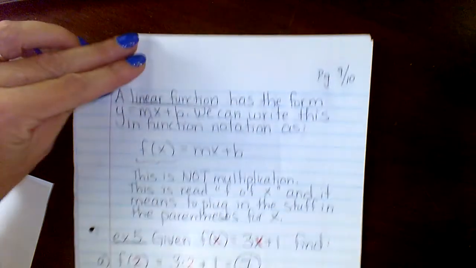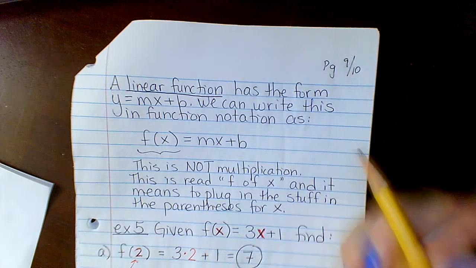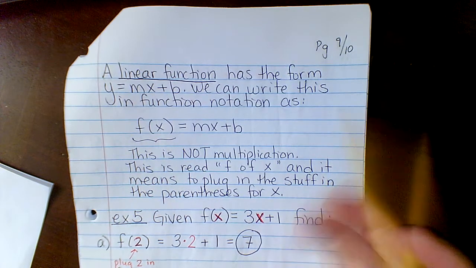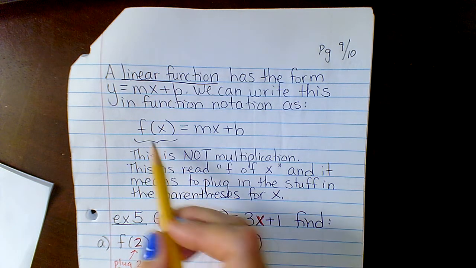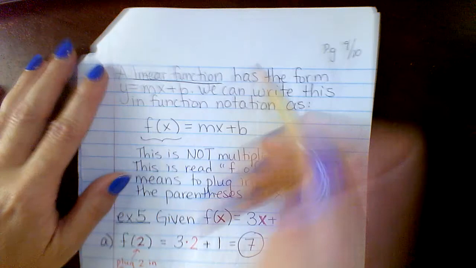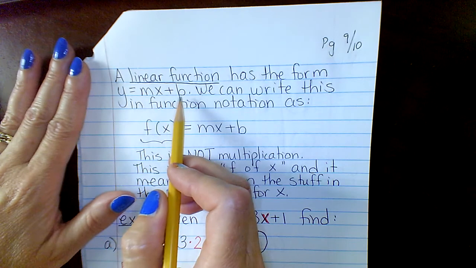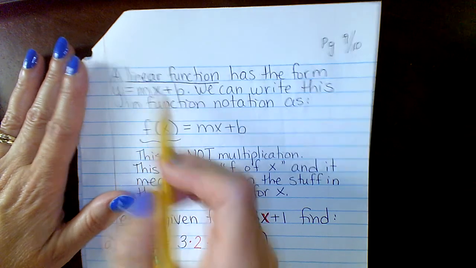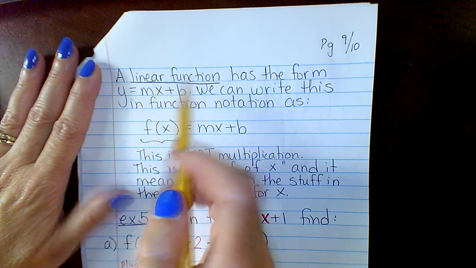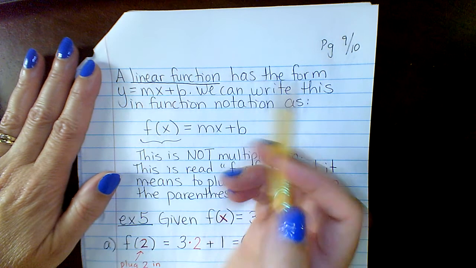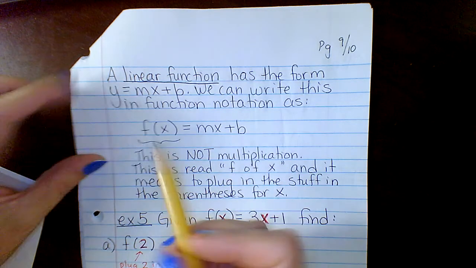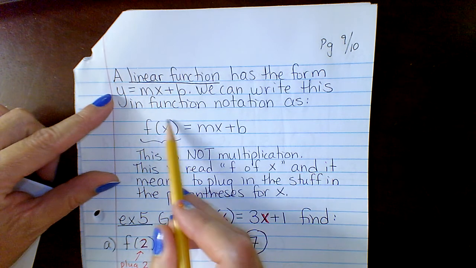So, a linear function has the form y equals mx plus b. Sound familiar? It should. We write this in function form as f of x equals mx plus b. Now, here's the thing. You may be like, hey, I remember y equals mx plus b. That was the equation of a line. Well, check it out. Linear as in line. Yeah. This is a function whose graph is a line. All we do to write it in this function notation is replace y with f of x.